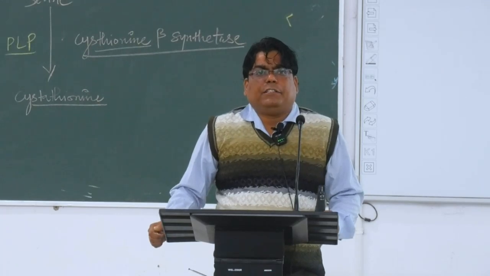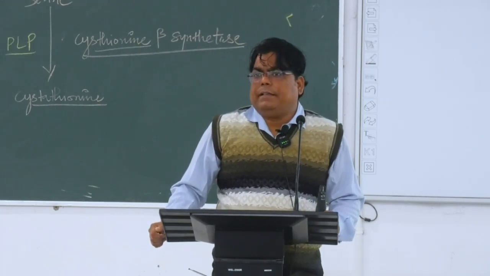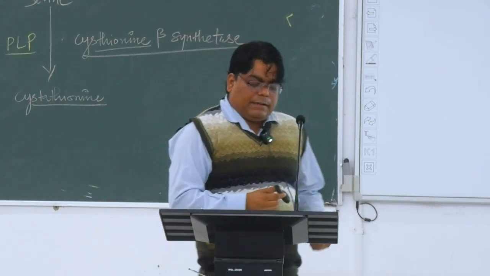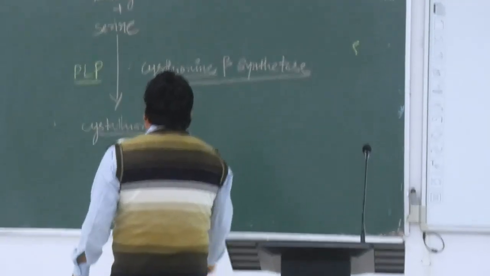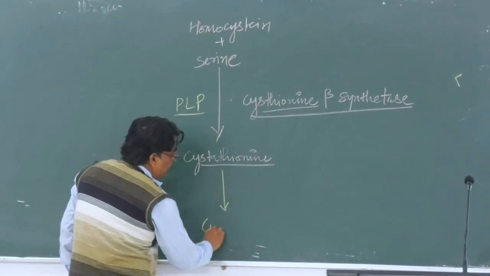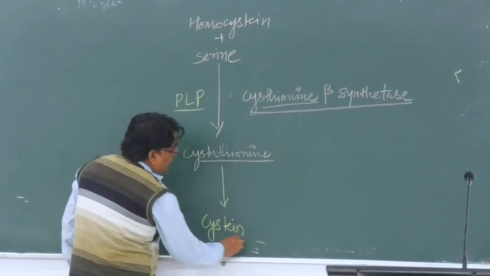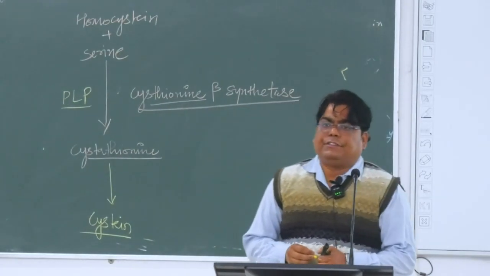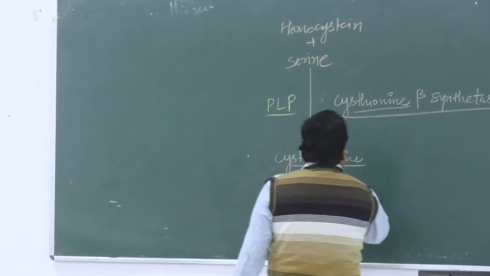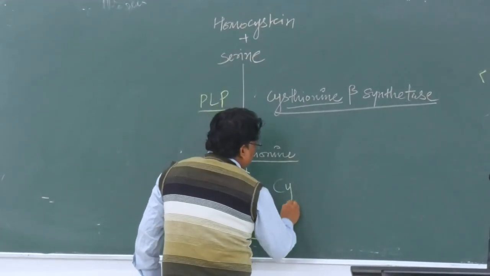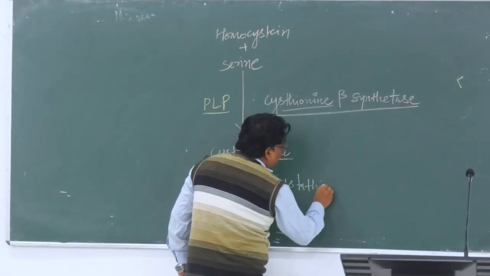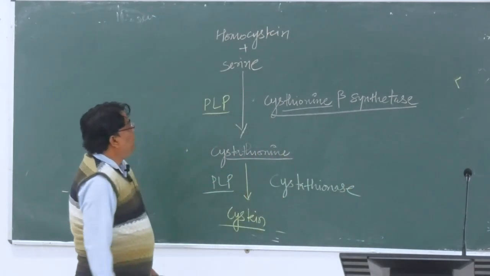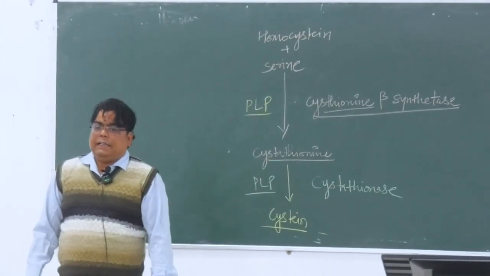What is the chemical name? Which vitamin does PLP stand for? PLP is basically vitamin B6, pyridoxal phosphate. Okay. Now in the next step, cystathionine is converted into cysteine by the enzyme cystathionase. It is again a PLP dependent reaction.